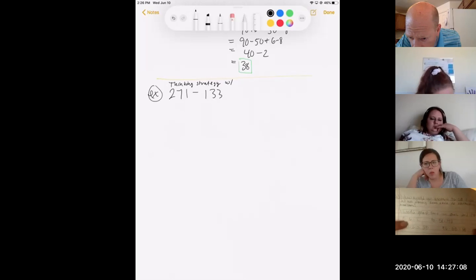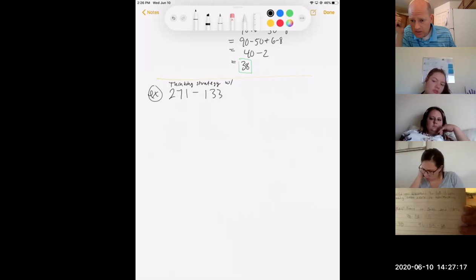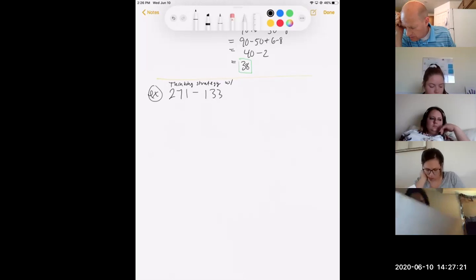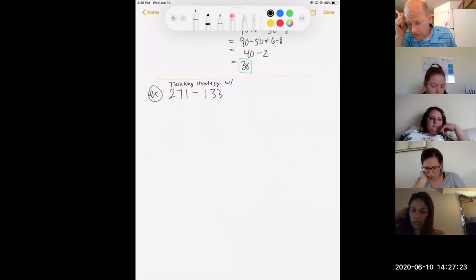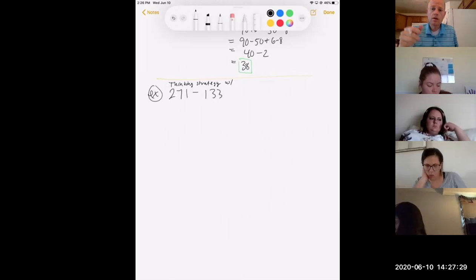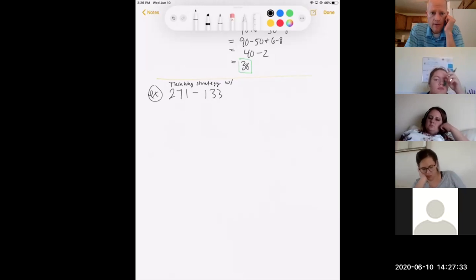So like the 6 minus 8, and then the 90 minus 50. Yeah, I don't know if that's a strategy, but I don't know if it's specifically one of the ones that we looked at. I don't think it has a more formal label, but it would still work. Okay. So does anybody want to share out a strategy that they use to do this one?